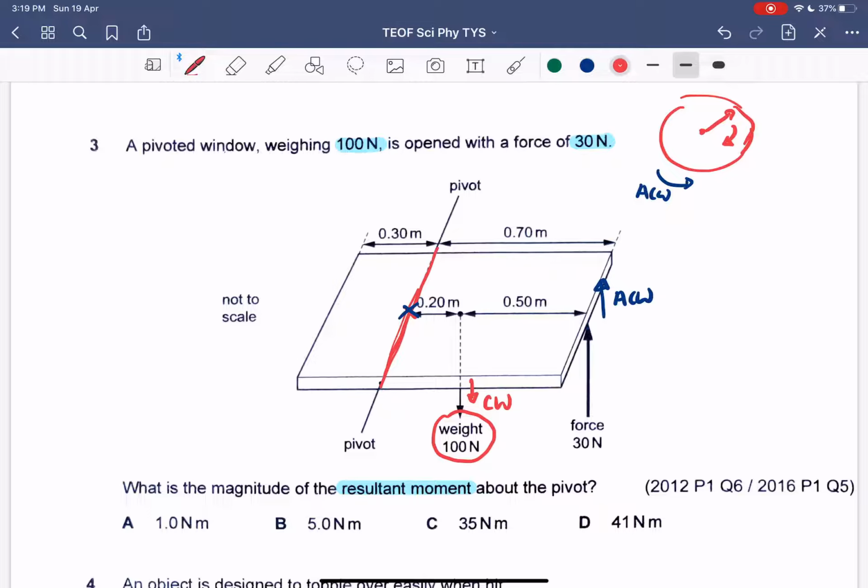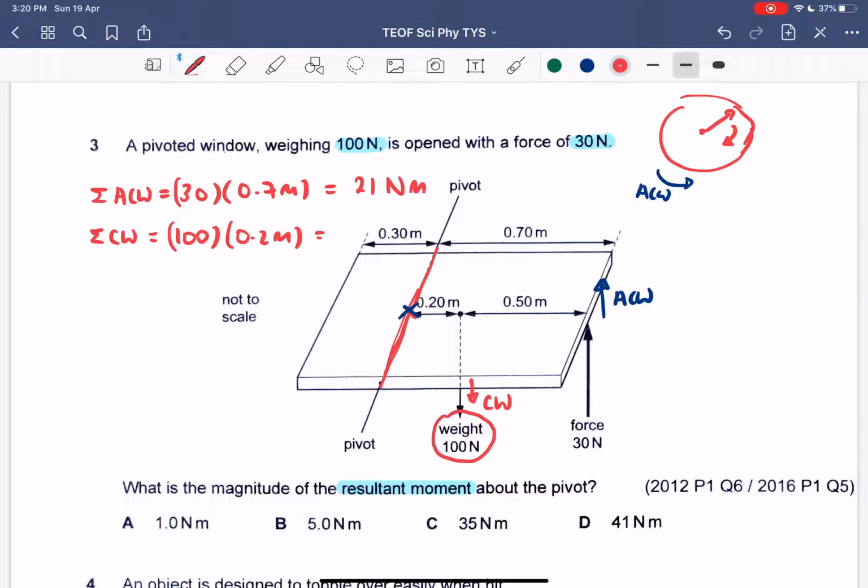Alright, so let us find our clockwise and anti-clockwise moments. Our total anti-clockwise moments will simply be 30 newtons multiplied by its distance from the pivot. Its distance is this whole thing, which is 0.7 meters. And our clockwise moments will simply be 100 newtons multiplied by 0.2 meters. Now calculate each of these. You should get 21 newton meters for anti-clockwise and 20 newton meters for clockwise.